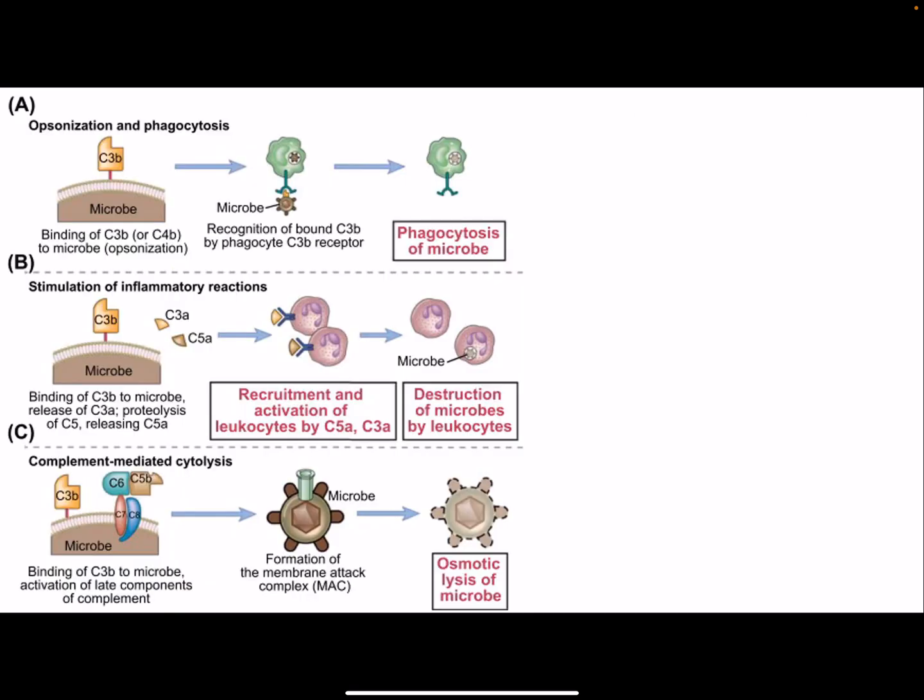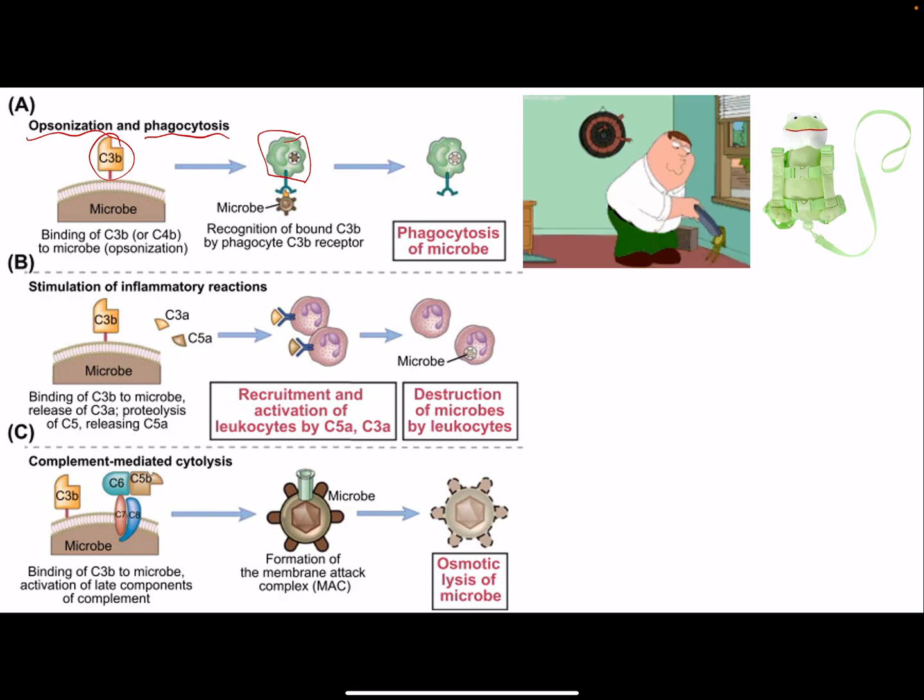So how do these work? Opsonization and enhancing phagocytosis. So the C3b can bind onto a microbe and allow a macrophage or something to phagocytize it more easily. Why is this necessary? Well, because pathogens a lot of times are like slippery.